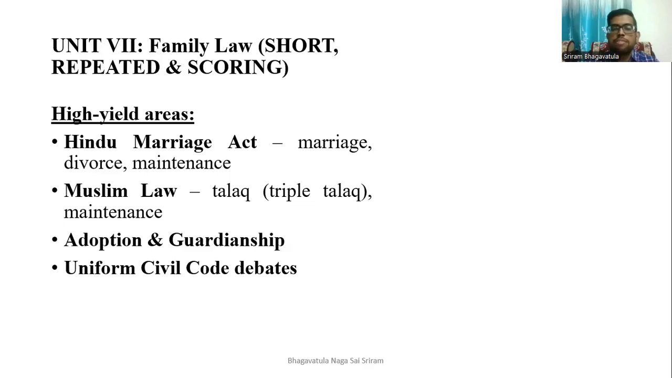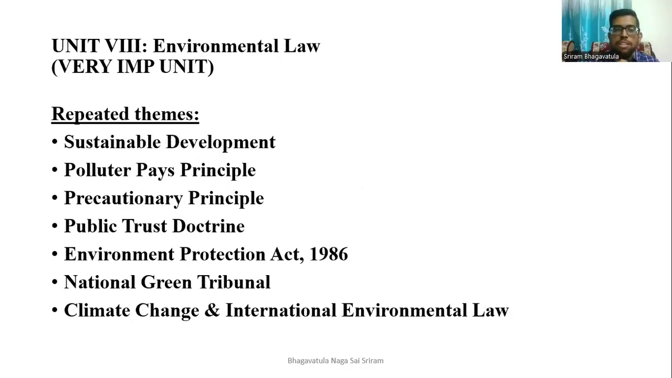Next comes the Uniform Civil Code debates. That means Article 44 of the Indian Constitution says that it is a duty of the state to have a uniform civil code. So uniform civil code in the aspects of marriage, divorce, adoption, and guardianship. What is Article 44? What is the type of Uttarakhand uniform civil code which is there? So all of those aspects also you need to study. That is very important.